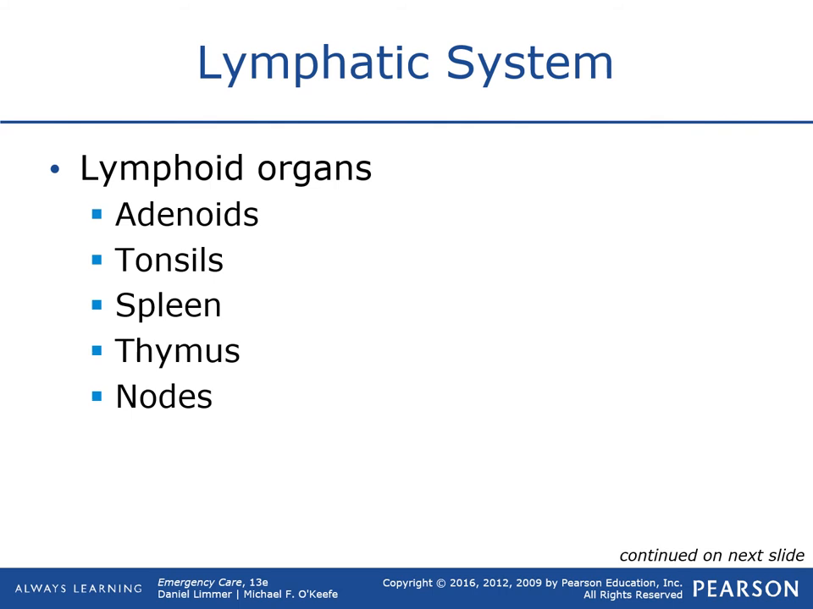Some of the organs in the lymphoid system are your adenoids, your tonsils, your spleen, your thymus, and your nodes, what you probably have heard of as lymph nodes. Lymph nodes are collection points where a lot of fluid can be stored, especially if you have an infection going on and some of the fluid is infected. It's going to be in the lymph nodes and they're going to do their part to try to combat the infection, take the infected fluid away. That's why your lymph nodes will get swollen if you have an infection, because you're storing a lot of fluid in there.